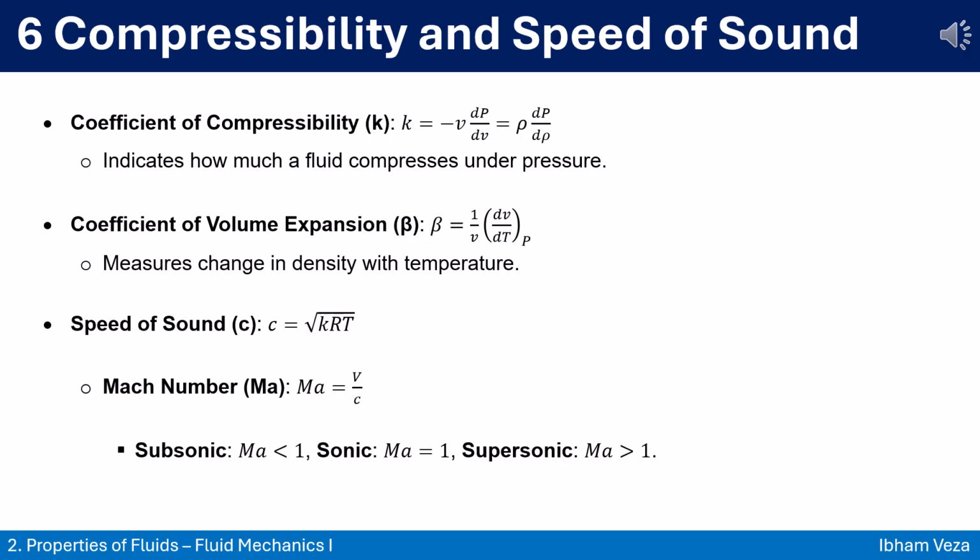For speed-related problems, remember the speed of sound depends on temperature and gas type. And to quickly classify flow, just use the Mach number. Below 1 is subsonic, at 1 is sonic, and above 1 is supersonic. Focus on these key numbers to cut through complicated problems with ease.